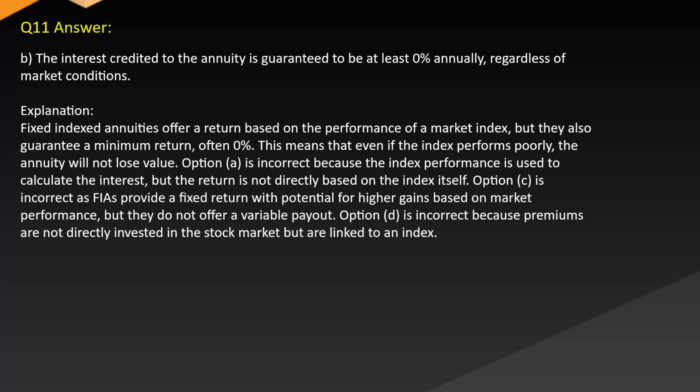Option C is incorrect as FIAs provide a fixed return with potential for higher gains based on market performance, but they do not offer a variable payout. Option D is incorrect because premiums are not directly invested in the stock market but are linked to an index.